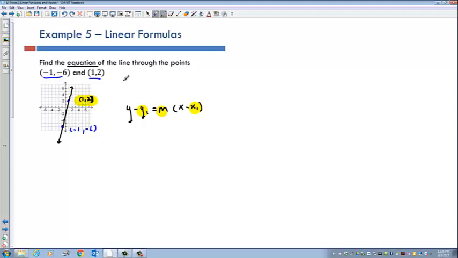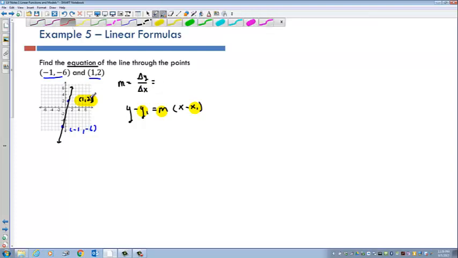So I have a point, but I don't have the slope, so I need to go find the slope. And so remember how you find slope. Slope m is equal to the rise over the run, or if you want, you just write delta y over delta x, just to remind yourself it's a change in the output over a change in the input. It's pretty easy to find. You just take the difference in the outputs, that's the change, so on the top I'll put 2 minus -6.